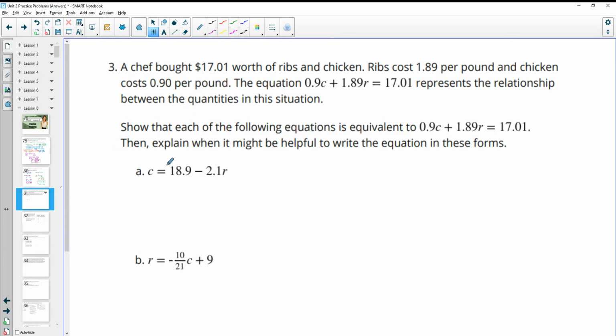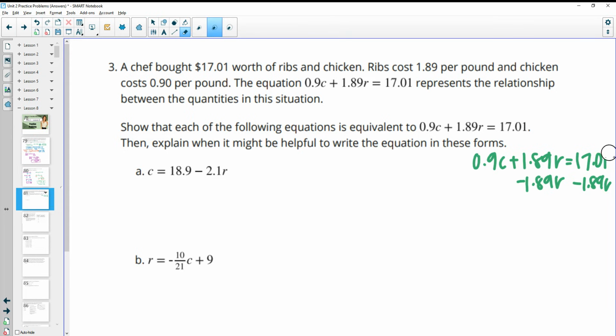So for this one, I'm just going to solve this off to the side for c. So I'm going to write this equation down. So I'm going to subtract 1.89r from both sides. And that got kind of close. Let me restart this.